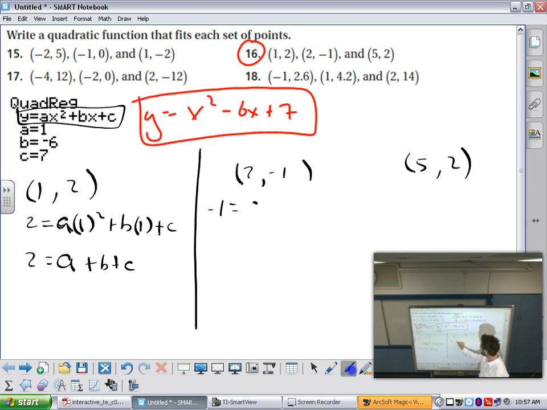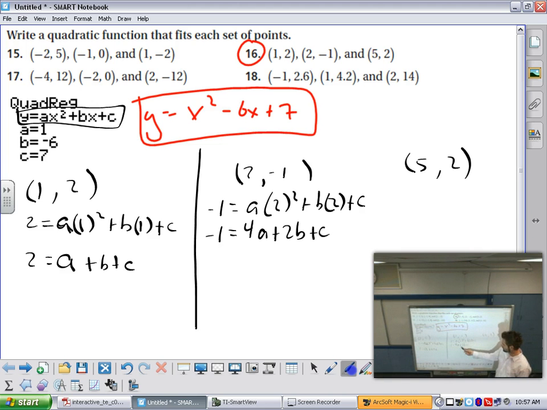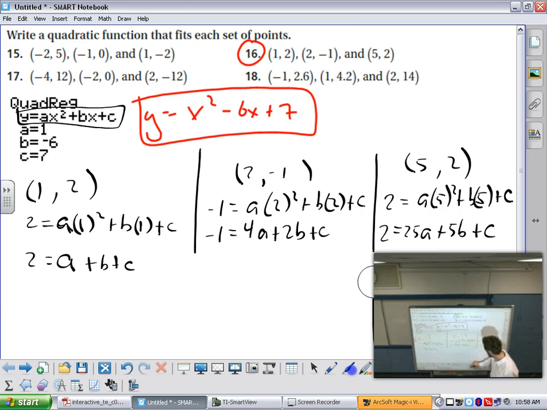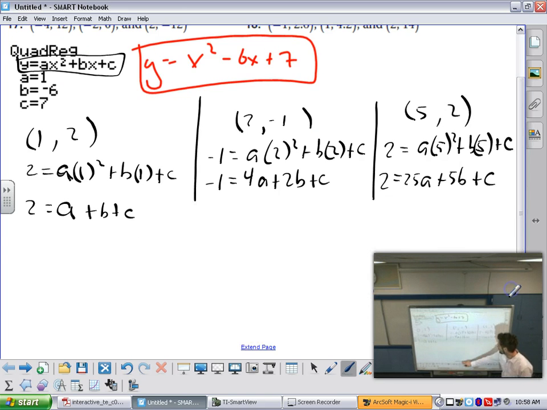Y equals ax squared plus bx plus c. That is minus 1 equals, that's 4a plus 2b plus c. There's my second equation with the same 3 variables. And now finally, y equals ax squared plus bx plus c. That simplifies to 2 equals, that's 25a plus 5b plus c. So what I have is I now have 3 equations in 3 unknowns.